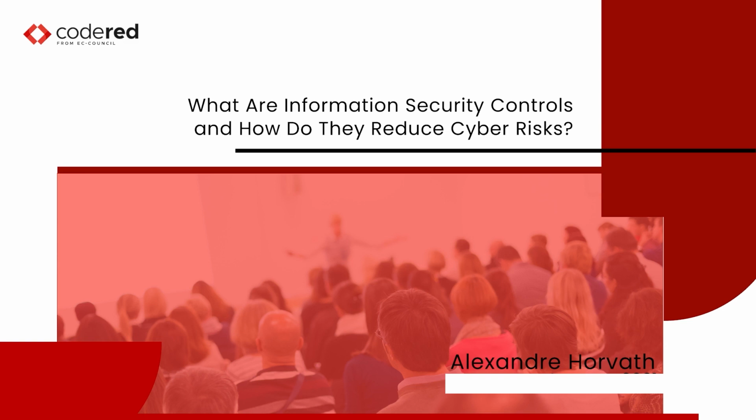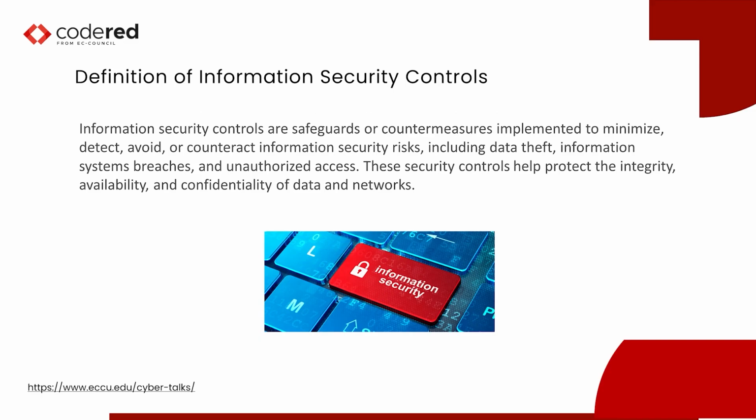So let's jump in. First of all, we have to do some definition work before we actually talk about information security controls. Otherwise, it's a bit of a broad theme, and a lot of people understand slightly different things. Basically, information security controls are safeguards or countermeasures implemented to minimize, detect, avoid, or counteract information security risks, including data theft, information system breaches, and unauthorized access. Those are just some examples, so it's not a finished list.